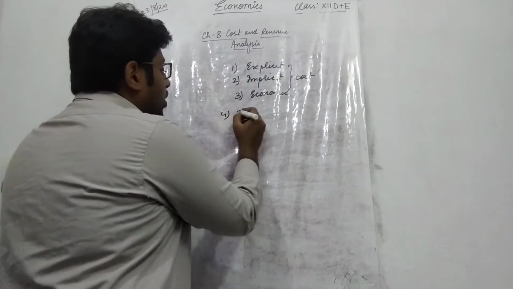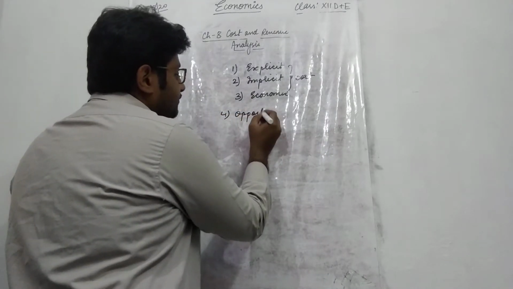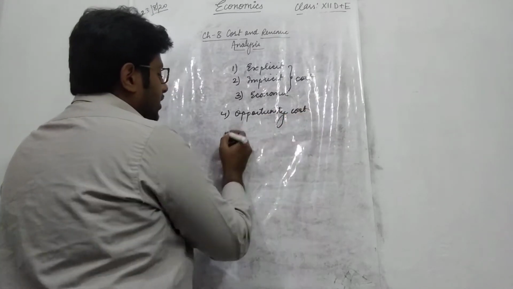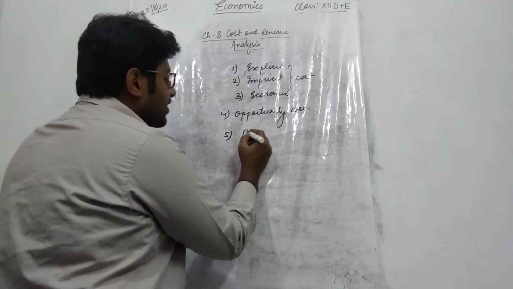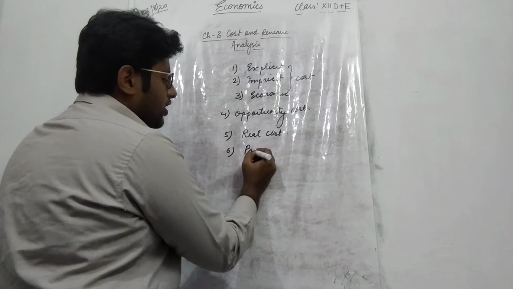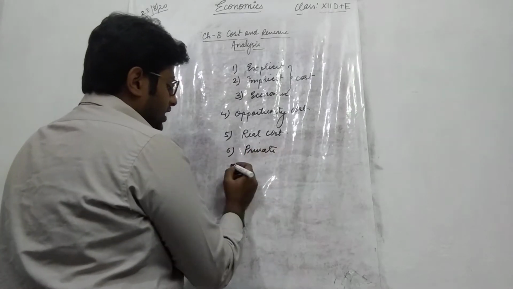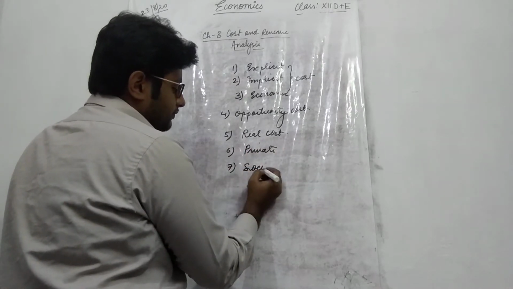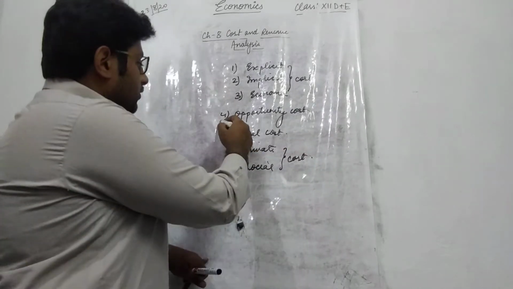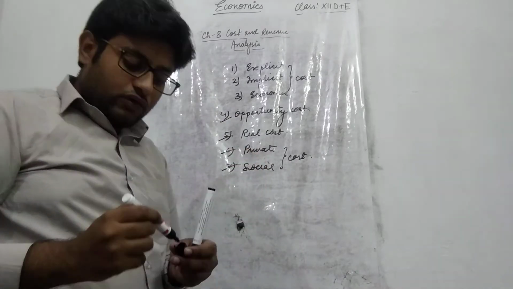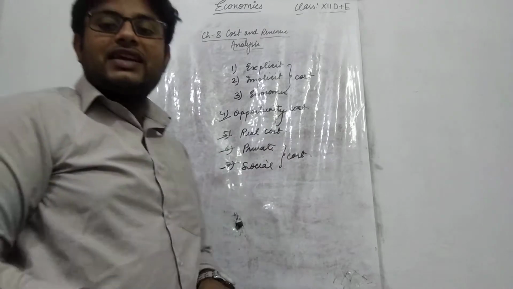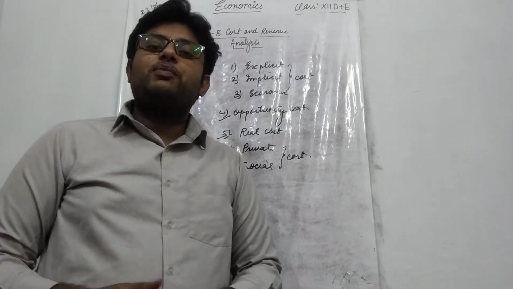It is your opportunity cost, then we have to discuss the concept of real cost, private cost, and your social cost. Okay, four concepts are still left. All right, first of all, we will discuss regarding opportunity cost, that what is opportunity cost.